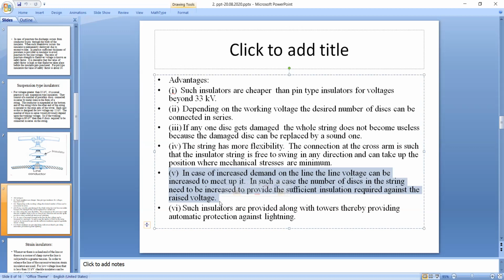So 7 into 11, you will have 77 kV as the voltage rating of the insulator string, which will take care of the working voltage because it is required to provide insulation against the voltage. So this will be sufficient for it. Sixth one is such insulators are provided along with towers. Normally these insulators are best applicable for tower type supports, and already in case of towers we know that there is automatic additional protection provided against lightning. So such insulators are provided along with towers, thereby providing automatic protection against lightning.